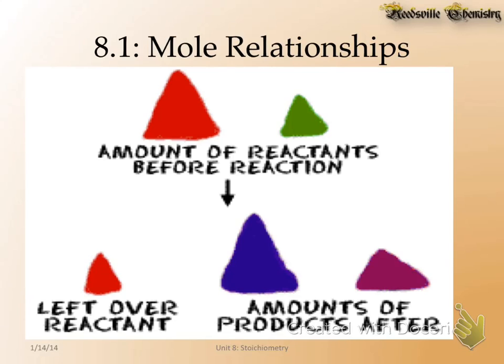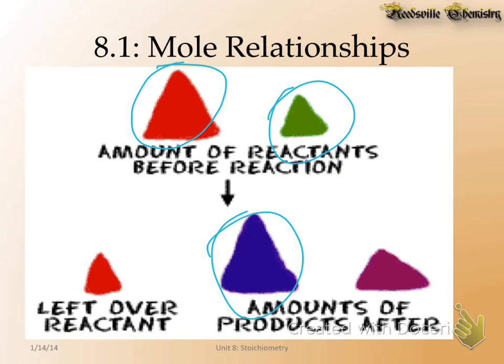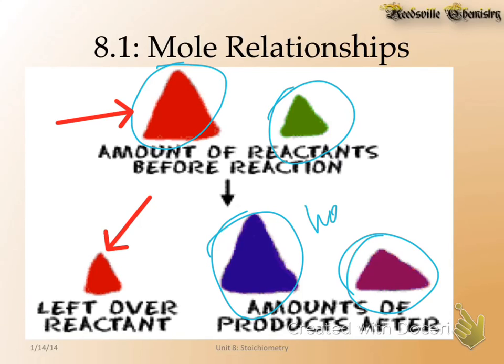The idea here is that we've got an amount of reactants before a reaction, a certain amount of the red reactant, the one on the left right here, and the green reactant, the one on the right. And as the reaction occurs, we produce two new things. We've got the blue product and the purple product. And as you saw from the original reactants, there was much more of the red stuff than the green stuff, and so there's a little bit of red stuff left over at the end of the reaction. So stoichiometry is going to tell us how much of the blue and the purple we can form, and how much of the red is left over.